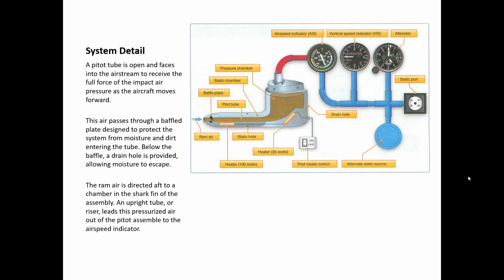Here's some detail. A pitot tube is open and faces into the airstream to receive the full force of the impact air pressure as the aircraft moves forward. So then we call that ram air. The arrow is indicating the ram air entering the tube. This air passes through a baffled plate, which you can see illustrated, a little black donut type around the tube. It's designed to protect the system from moisture and dirt entering the tube. Below the baffle, a drain hole is provided, allowing moisture to escape.